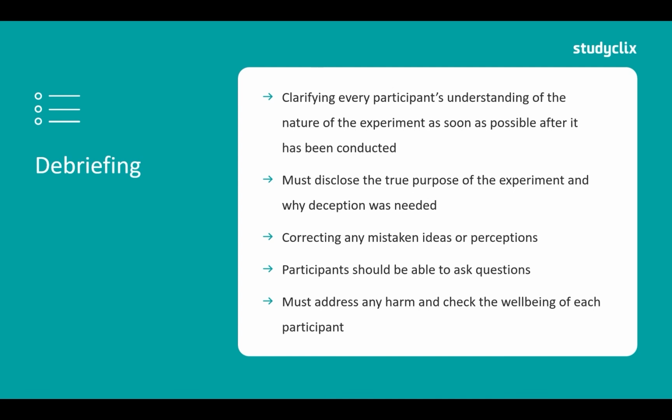We also have to correct any mistakes, saying that wasn't what happened, this was exactly what happened, and this is why we did it. They should be allowed to ask questions about why we used deception or what we found, all that kind of stuff. And we also have to address their well-being at the end of the experiment. Do they need to see a counsellor? Do they need a mental health assessment? Kind of things like that.